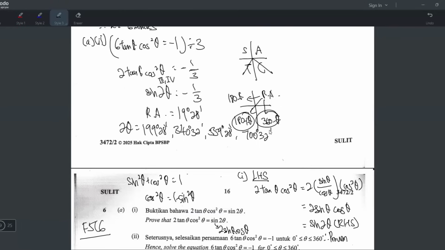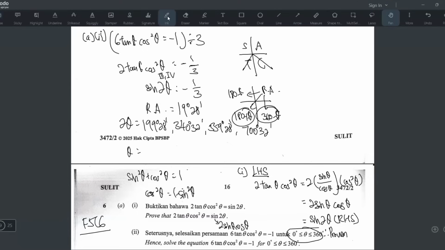Let me just double check with the calculator. Plus 360, 559. Yeah, correct. 340 plus 360. Yeah, correct. Now for the final step, every answer divide by 2. So you end up with 4 answers, and all the 4 answers will be within this range. It will be in between 0 and 360.